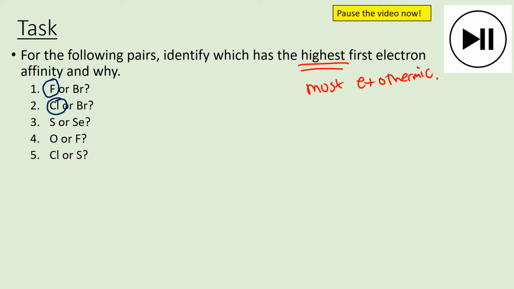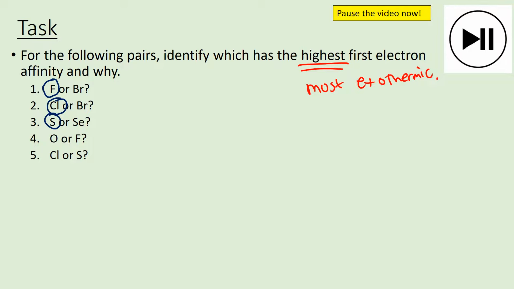Se, this time I can see that sulfur is above Se in the periodic table, so I'm going to use the exact same explanation again. Sulfur, because it's got a smaller radius, it's got less electron shielding, therefore it's got the most exothermic first electron affinity out of those 2.